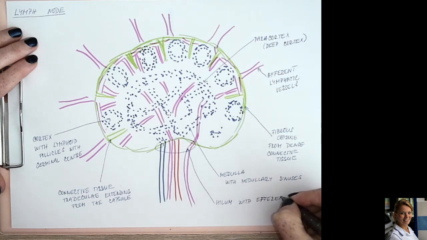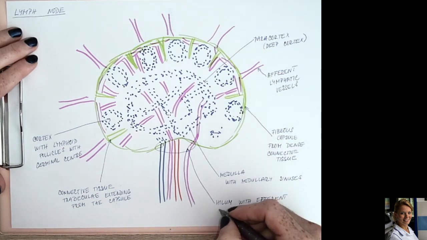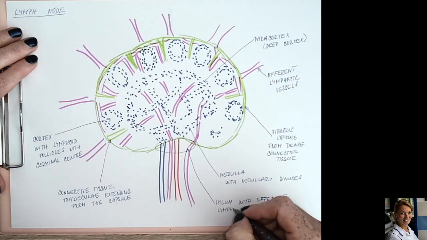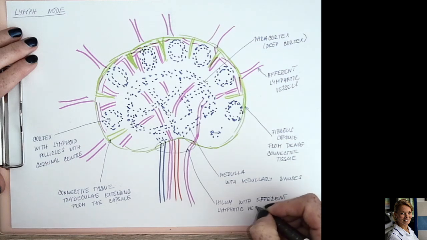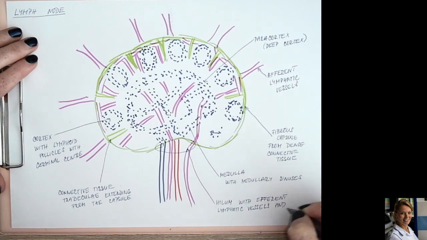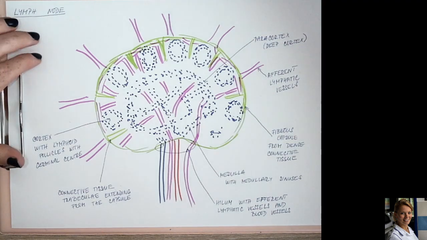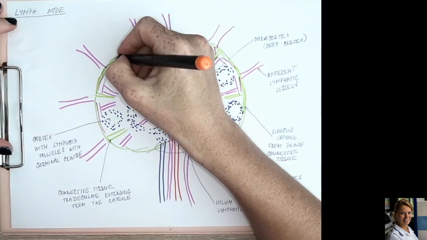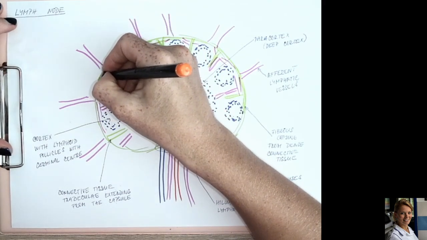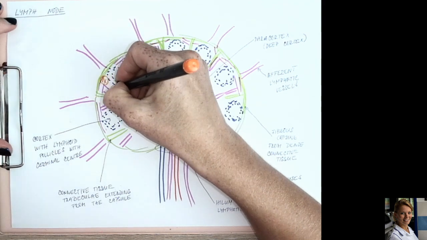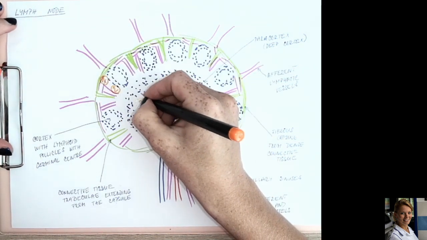Lymphatic vessels and blood vessels. And the sinuses. Here, the first, second, and third.